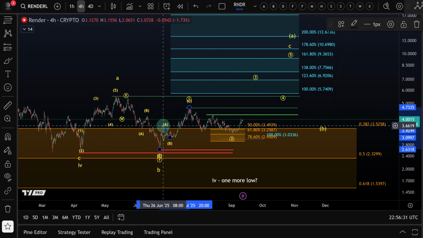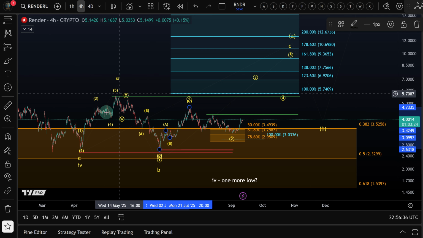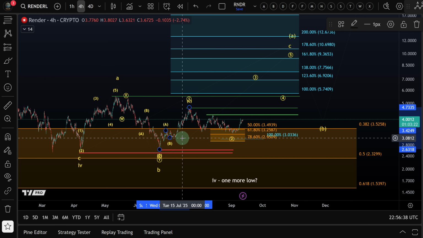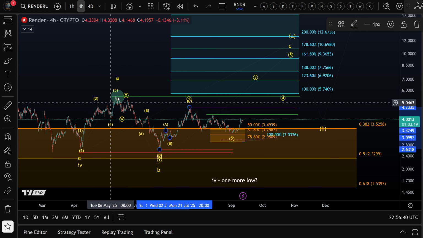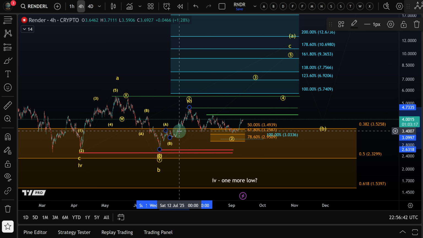Hold on, the dog is squeezing here, moving my hand, so just getting distracted here. So we have 5 waves up. What is he doing? Okay.